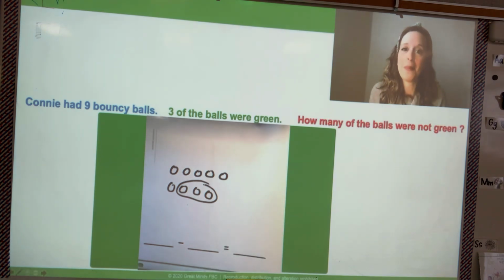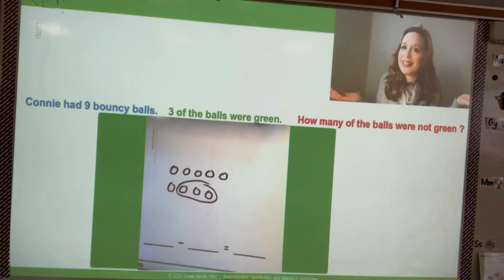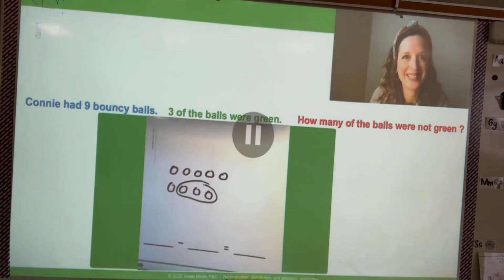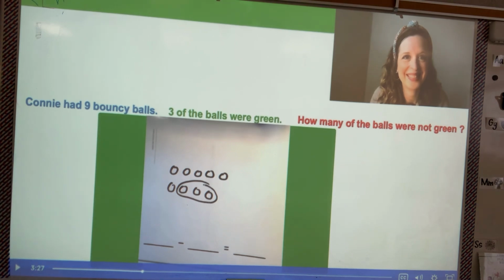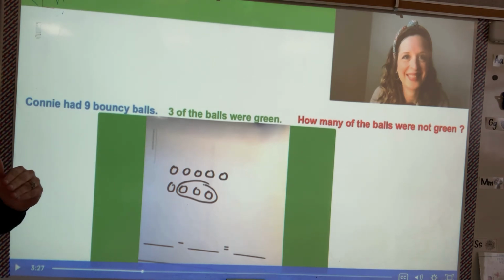How many of the balls were not green? What do you think? Show me on your fingers. Okay, hold up your fingers and show how many of the balls are not green. This is why I like doing it the 5 group way because it's super quick and easy.